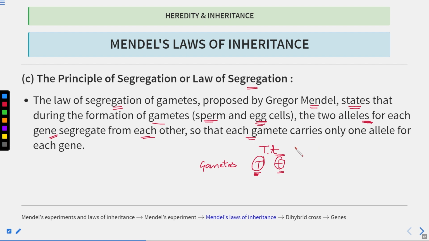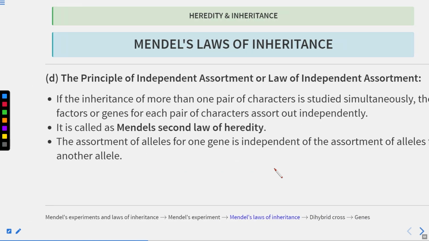Another case you can take where we have capital T. So here the gametes formed will be T. All the gametes will be capital T only. But here it is clearly visible how the segregation of the alleles takes place into each gamete. One allele goes into one gamete. This is clear. This is known as the law of segregation.